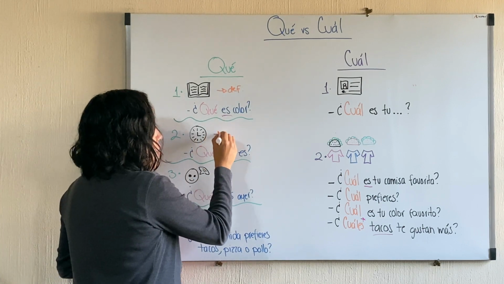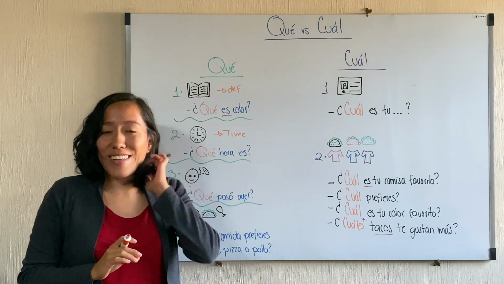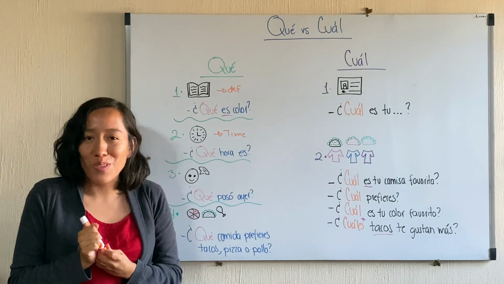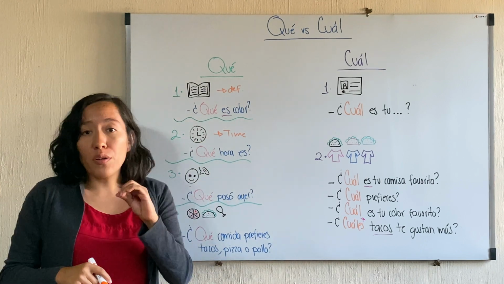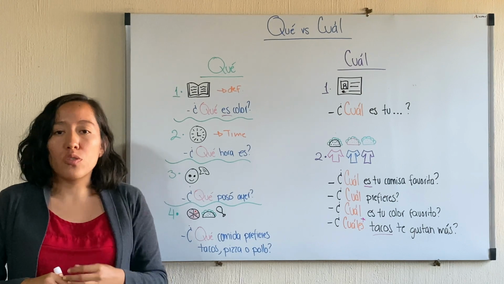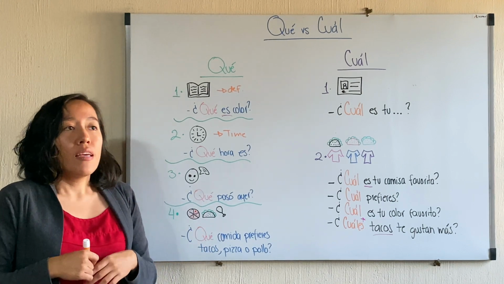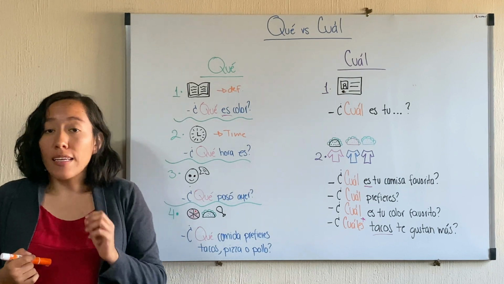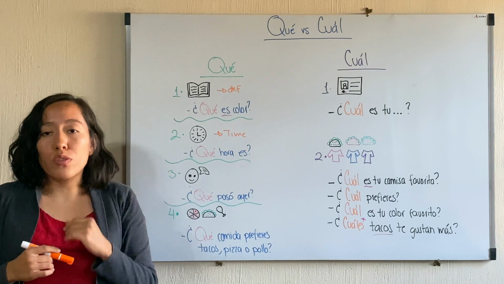¿Qué hora es? And that one is probably the one that you're not going to confuse with cuál because it's very specific for this. The third one is to ask about facts or explanations. ¿Qué pasó ayer? What happened yesterday? ¿Qué vas a hacer el fin de semana? What are you going to do on the weekend?